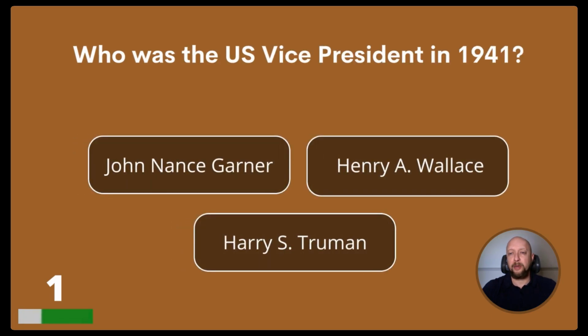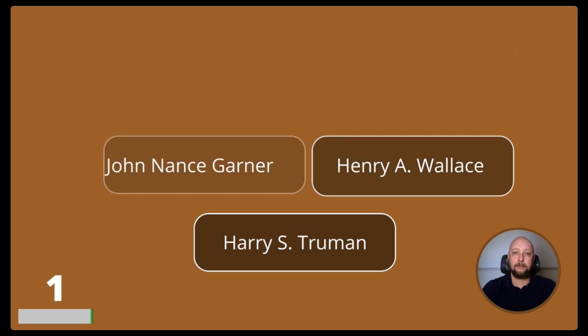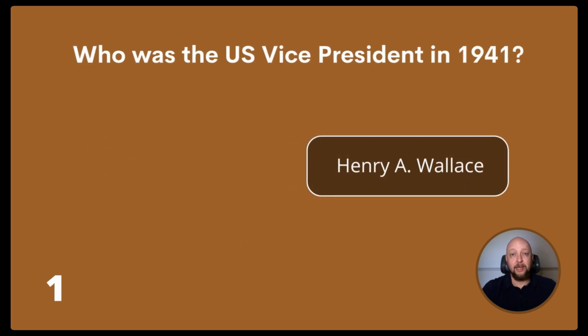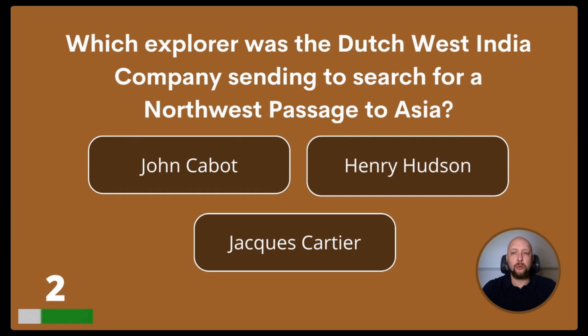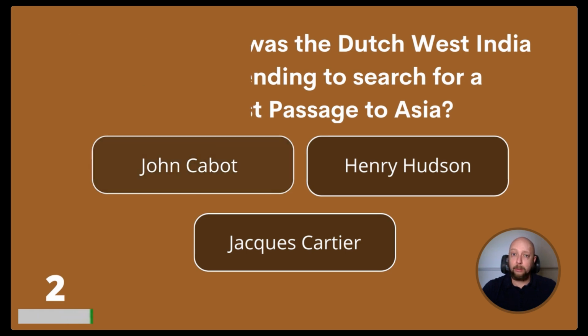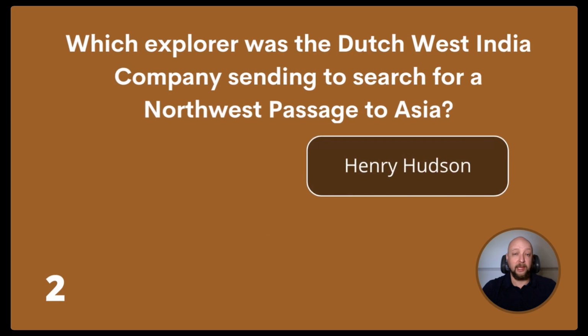Who was the U.S. Vice President in 1941? Was it John Nance Garner, Henry A. Wallace, or Harry S. Truman? Answer is Henry A. Wallace. Which explorer was the Dutch West India Company sending to search for a northwest passage to Asia? Was it John Cabot, Henry Hudson, or Jacques Cartier? Answer is Henry Hudson.